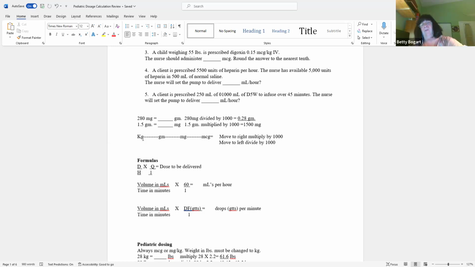And that 1,000 mLs of D5W is a complete distractor just to get you crazy looking at it. What was prescribed? How much did the doctor want you to give? 250 mLs, yes. And the time in minutes that it needs to be delivered? It's 45 minutes. And then always multiply times 60 minutes in an hour.